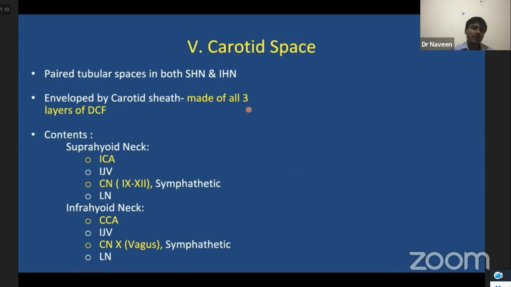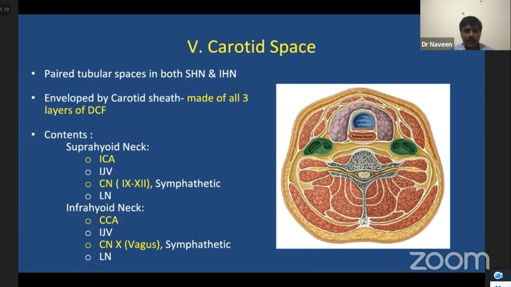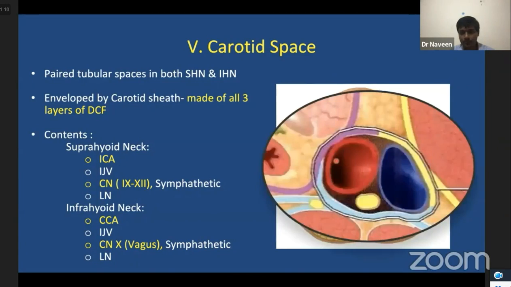Next, moving on to the carotid space. It's a perivascular space, which is seen both in the suprahyoid neck as well as the infrahyoid neck. It is made up of all three layers of the deep cervical fascia, that is, the investing layer, the middle layer, and the prevertebral layer. The contents of the carotid space in the suprahyoid neck are mainly the ICA, IJV, cranial nerves 9 to 12, sympathetic chain, along with lymph nodes. In the infrahyoid neck, the contents are the vagus nerve, sympathetic nerve, and lymph nodes.